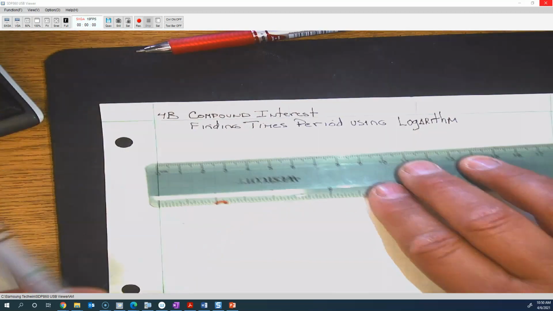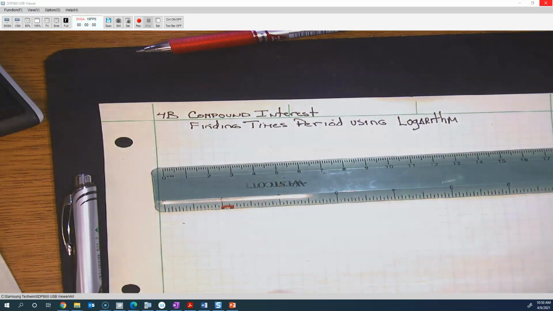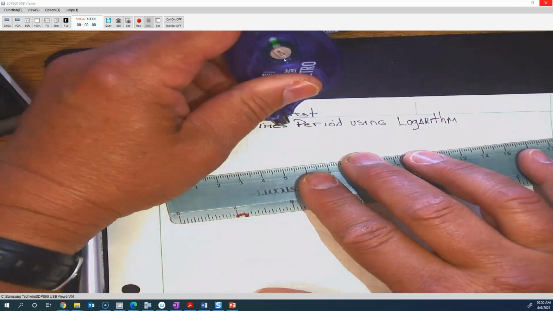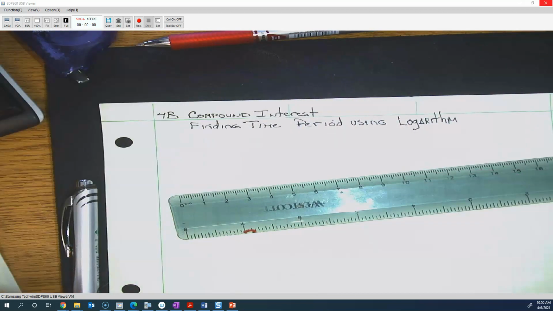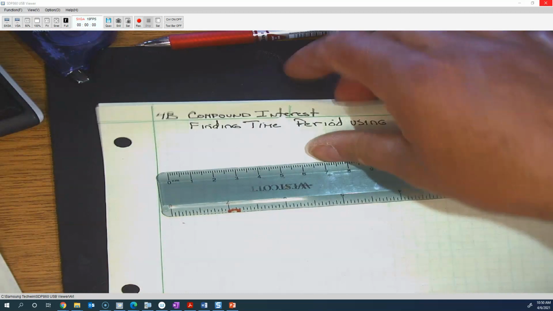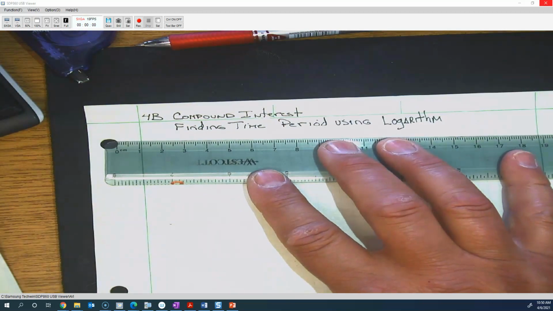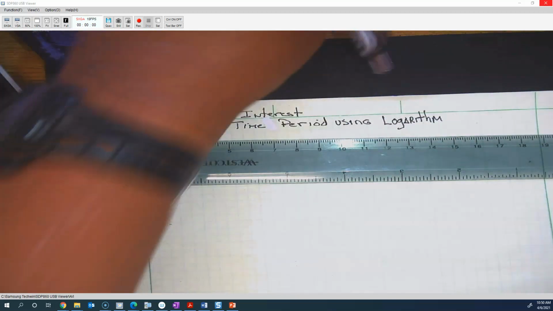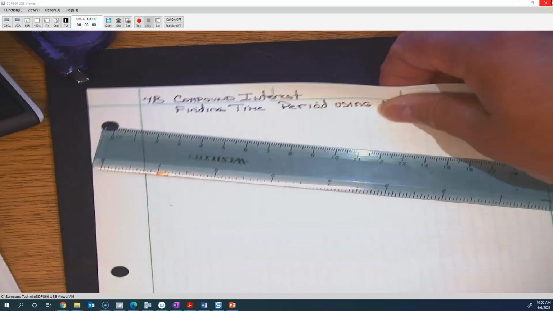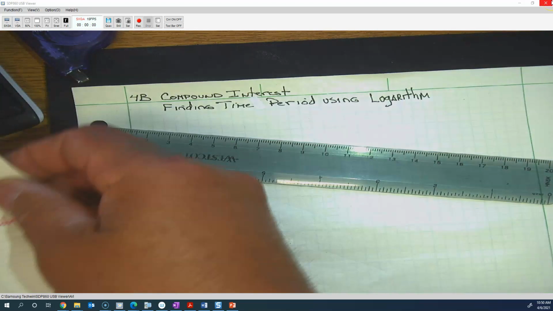And this would have been something that you did back in Algebra 2. All right, so what a logarithm is. Okay, here's why you need to have logs.